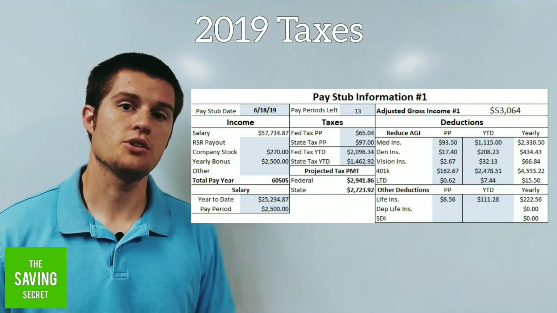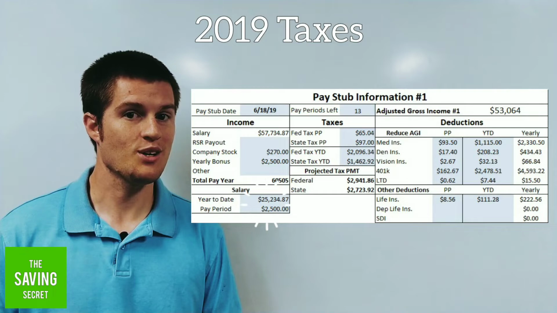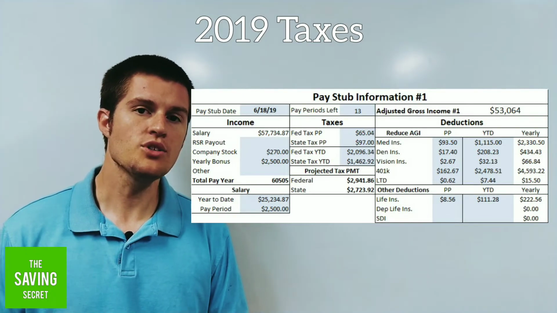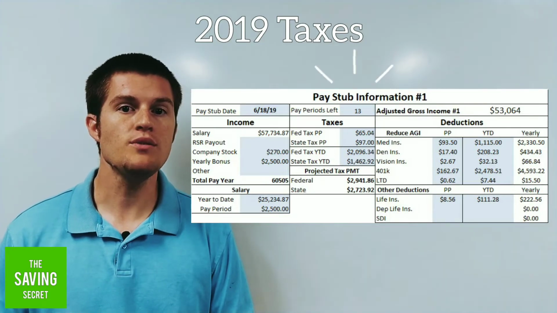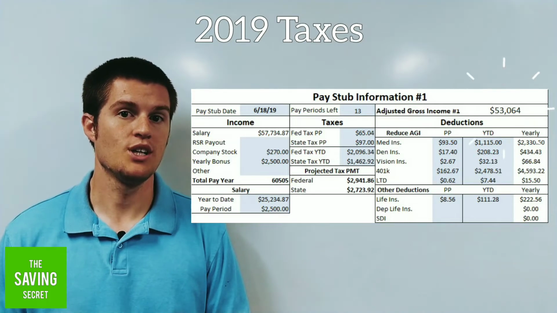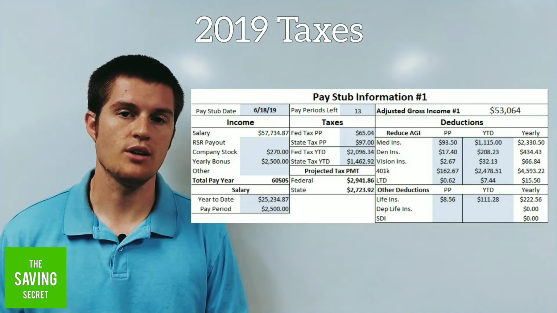So once you're looking at your pay stub, if you notice, it shows you what you've made for the year and what you've made per pay period. If you understand how many pay periods you have remaining, you can figure out the information that's on your W-2 information, which is your AGI. So how do you find this information out?